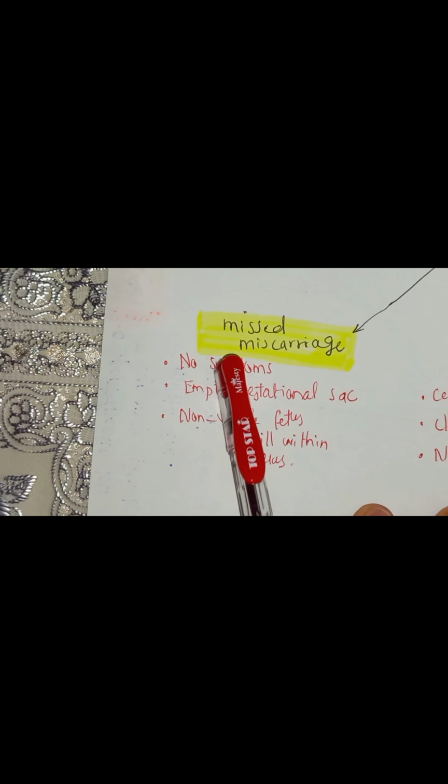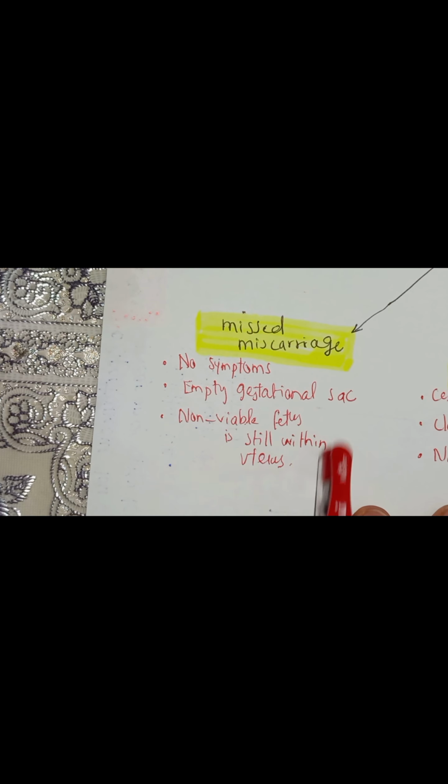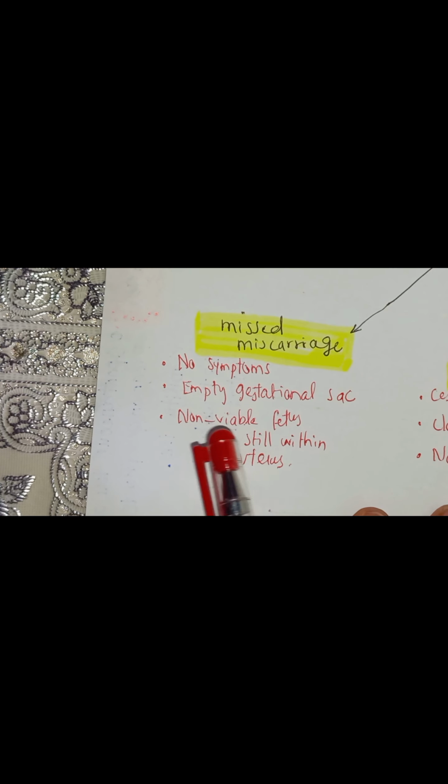Now, what is missed miscarriage? Missed miscarriage is where the patient is asymptomatic. There are no symptoms, no bleeding, no pain, but on ultrasound there is no live intrauterine pregnancy. The fetus is still present inside the cavity, but the cardiac activity is lost. This is known as missed miscarriage. The patient usually does not know about the missed miscarriage, and it is identified on ultrasound examination.